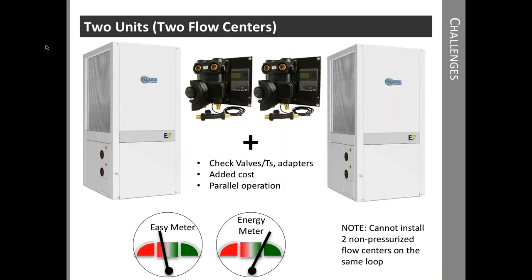Now if we go with a flow center for each heat pump, and this is on a common loop, it's a little bit more energy efficient. It's like having our original scenario, although we do have parallel operation, so it's not quite as efficient as a single unit, single flow center, single ground loop, but it's still pretty good. It is a little bit more cost. Now we have the price of two flow centers instead of just one. And one thing we do have to watch for, this is fine on a pressurized system, but we cannot install two non-pressurized flow centers on the same loop. We'll have the possibility of a tank overflowing. So you can really only use two flow centers if they're pressurized on a common loop.